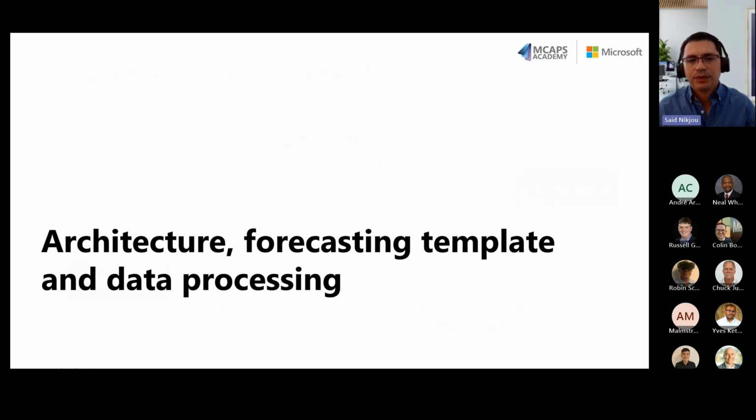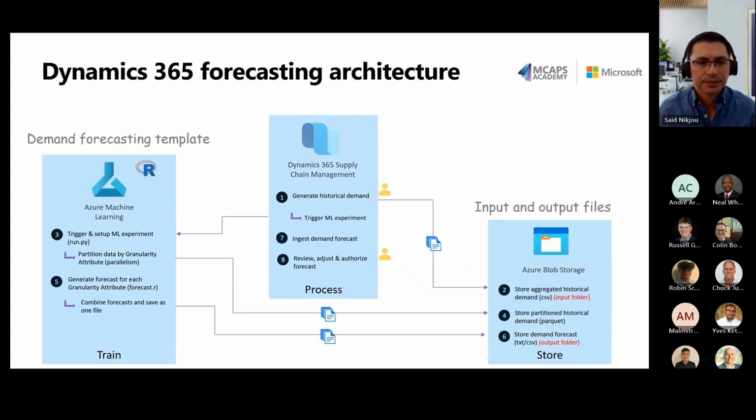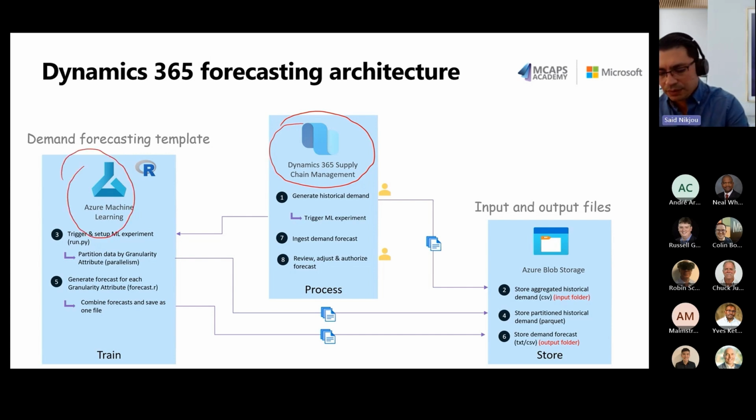Now we will take a look at the overall architecture of the demand forecasting solution. Here we have an architecture diagram of how the forecast works. There are three main components: the demand forecasting functionality in the master planning module of D365, the Azure Machine Learning Service, and the Azure Blob Storage account.